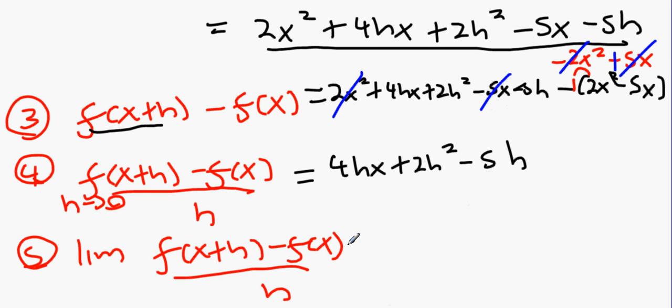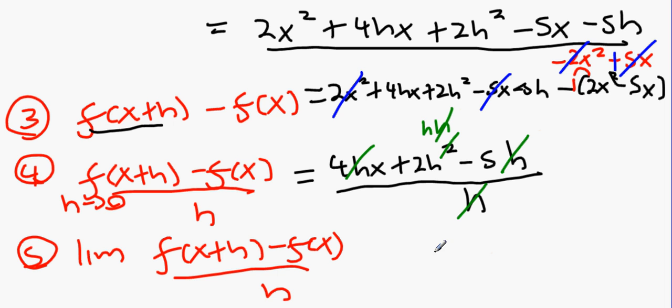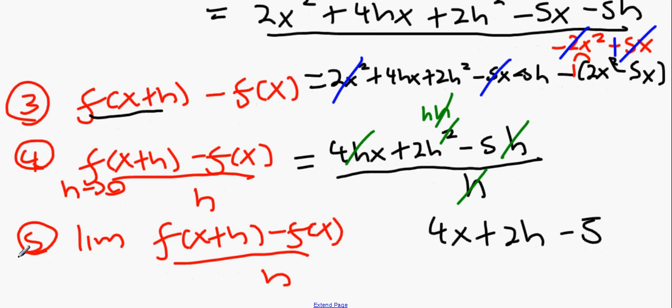So what we have to do is divide everything by h. When you divide everything by h, the h will cancel with one of them, because that's meant to be h squared, which leaves one h remaining, and cancels with the 5h. So what you're going to be left with is 4x plus 2h minus 5.